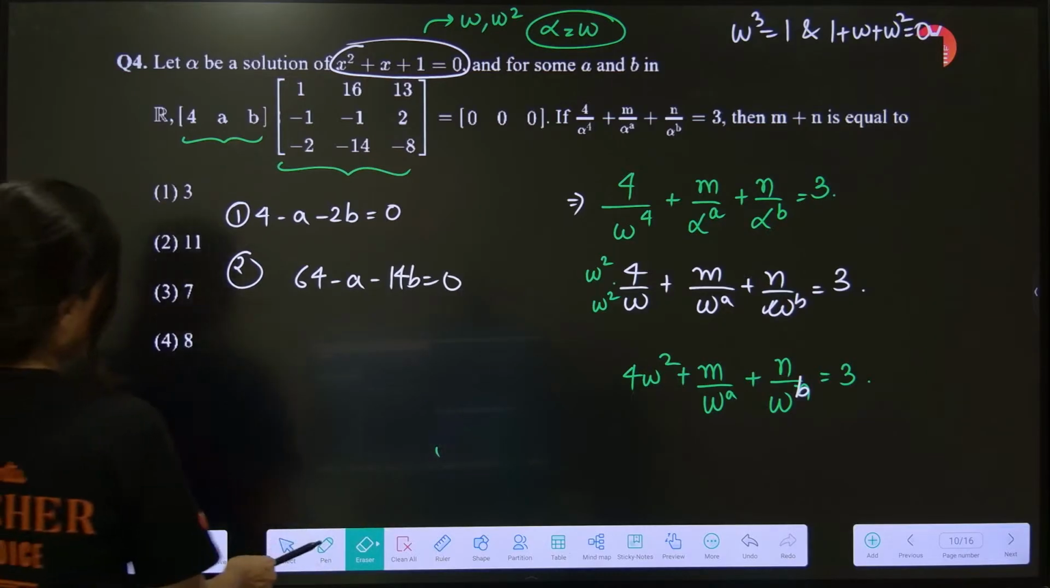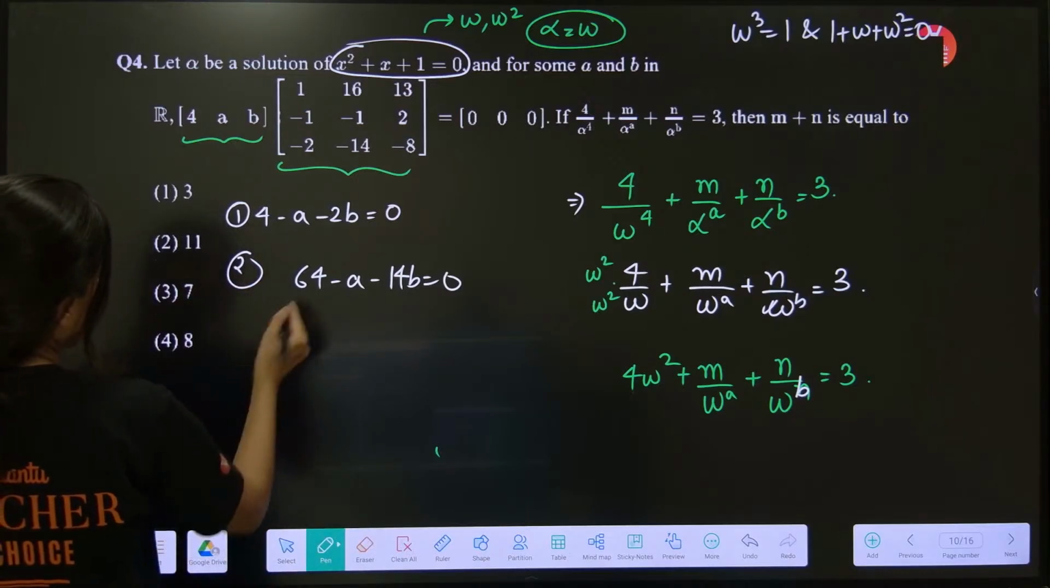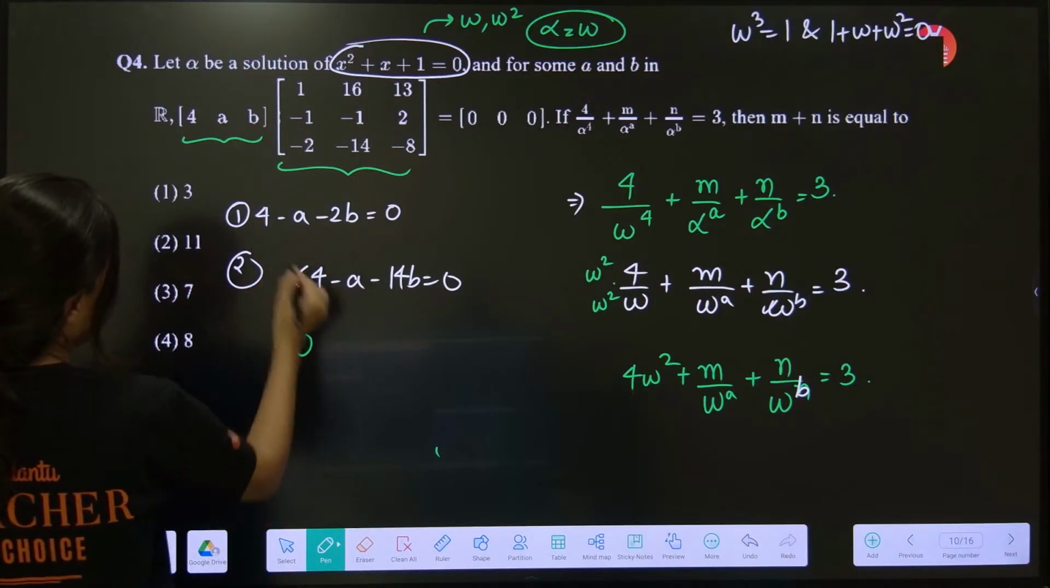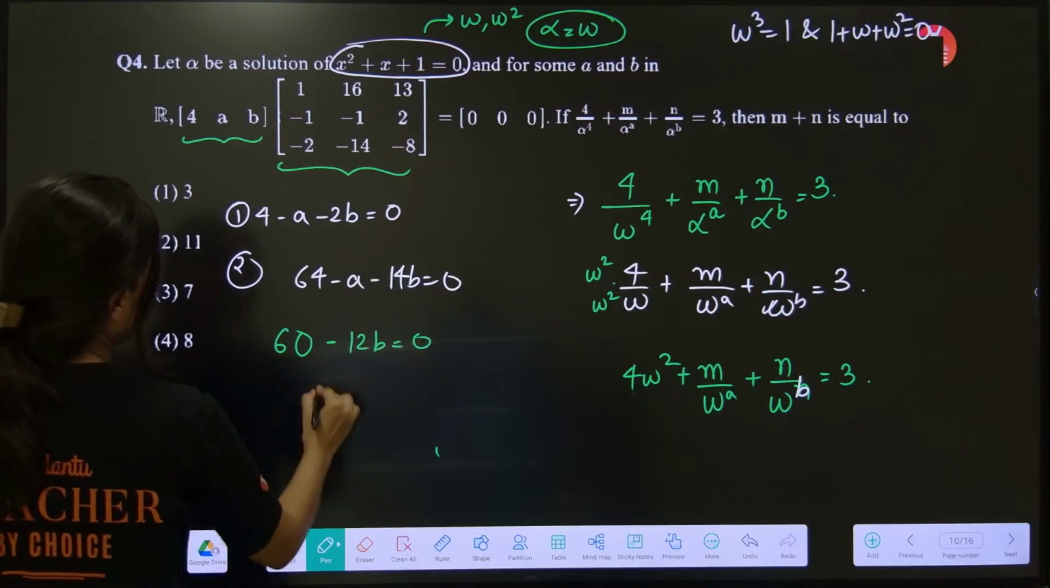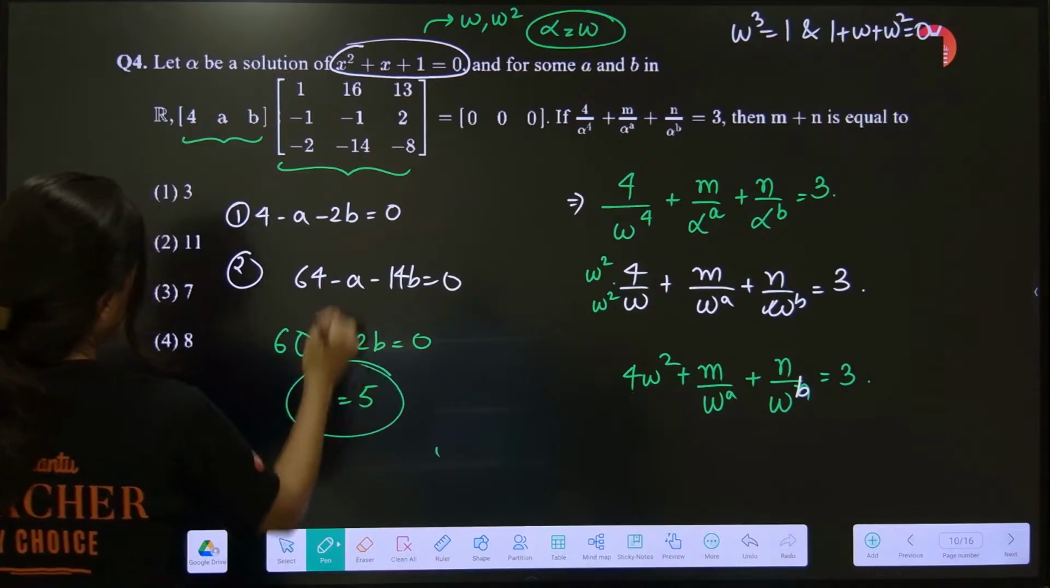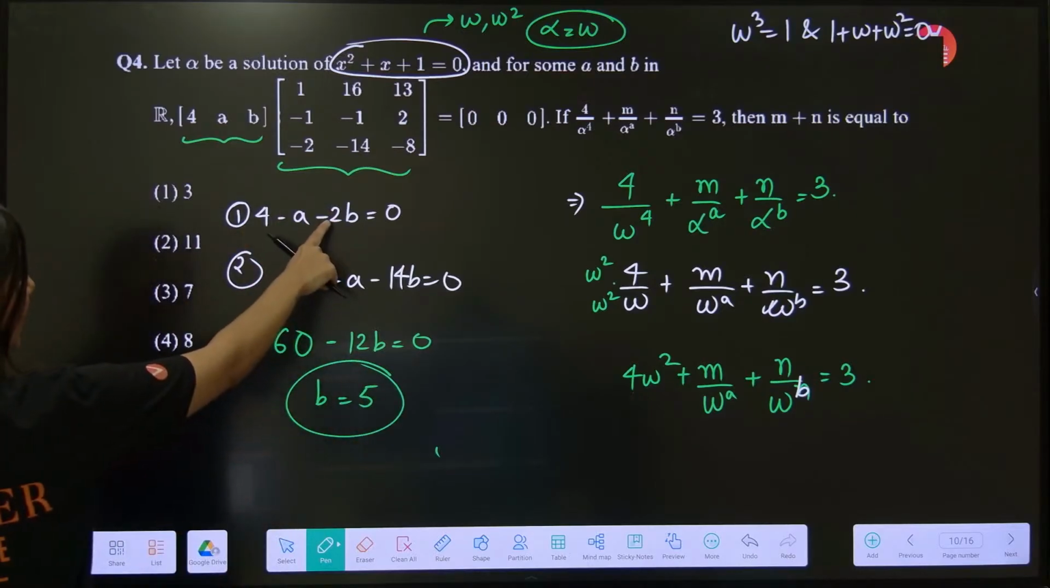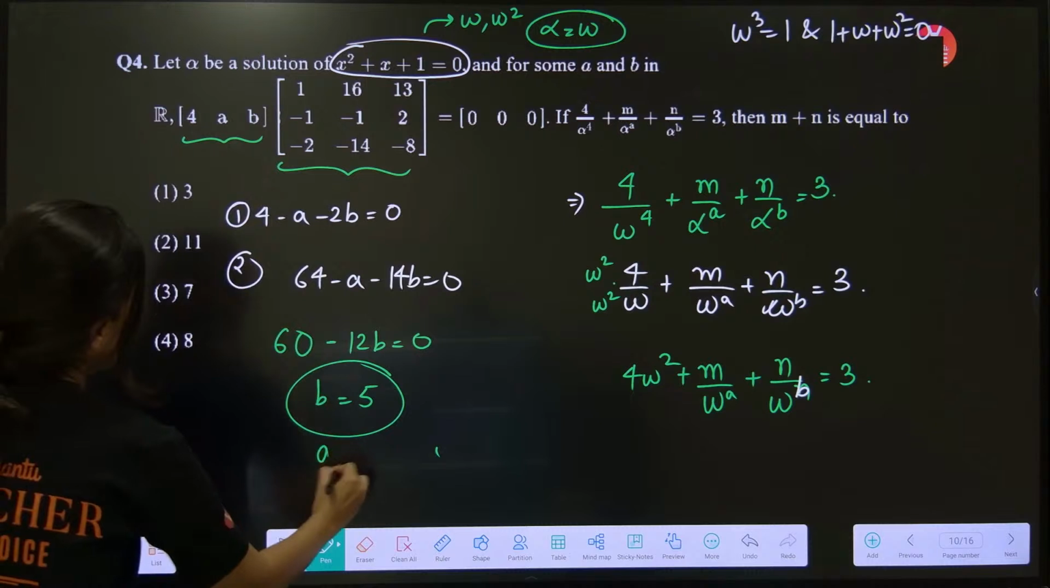Subtract these two. Yes. So 60, this is gone, and minus 12b is equal to 0. b is equal to 5. The moment you put b equal to 5, this is minus 10. 4 minus 10. So a is equal to minus 6.